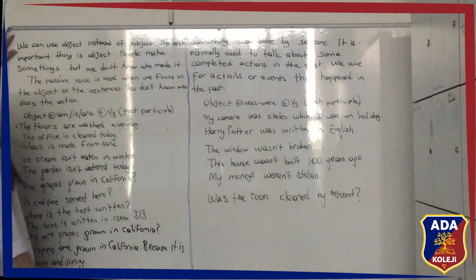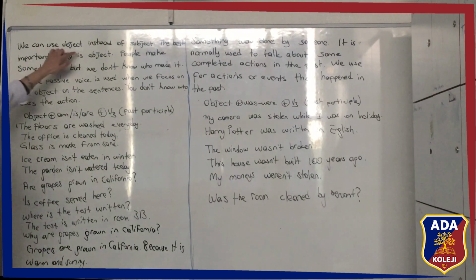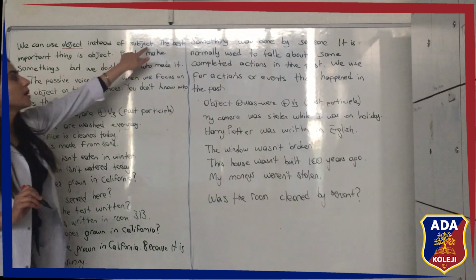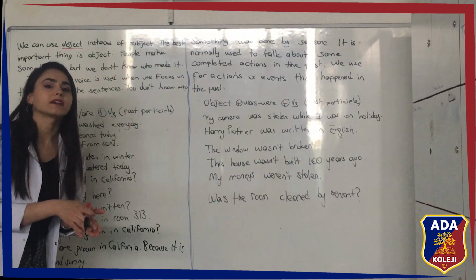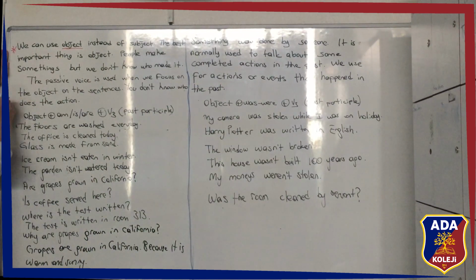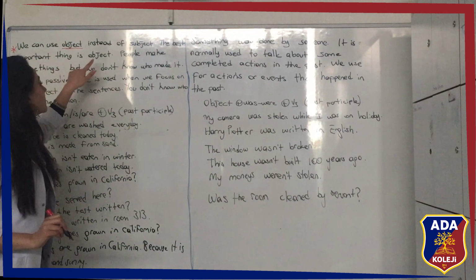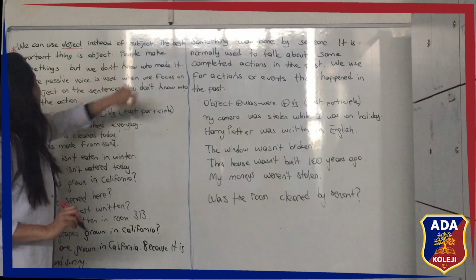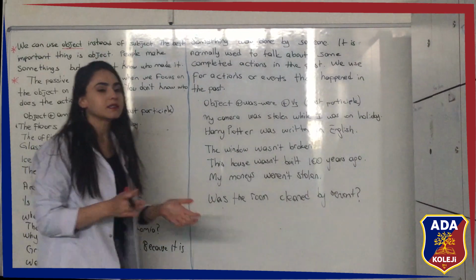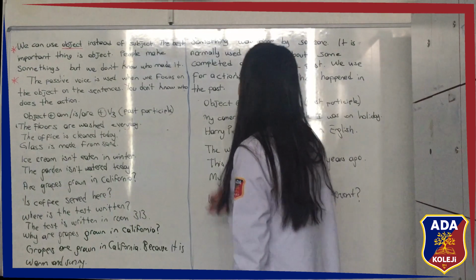Now, what is subject? Firstly, I will say something. We can use object instead of subject, okay? We will use object instead of subject, and the first special part. And then the most important thing is objects. People make some things, but we don't know who made it, okay? For example, we will go on.